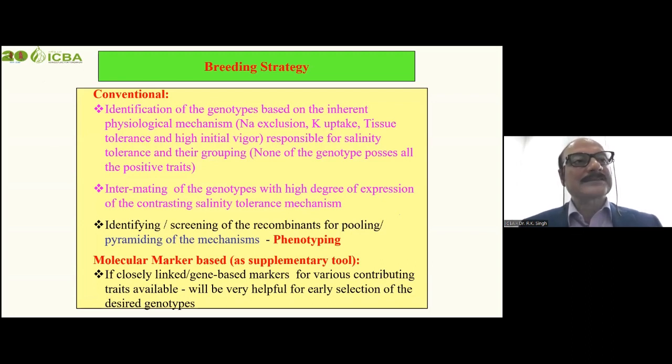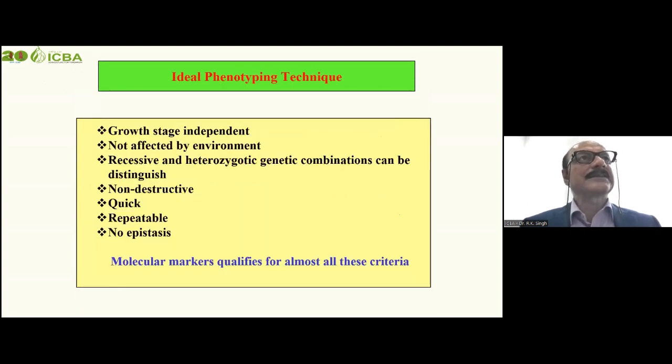In case we get marker-assisted selection or gene-based markers or closely linked markers, then it is better. The best thing is to have a growth-stage-independent marker, which is not affected by the environment, is recessive, where the heterozygote combination can be distinguished, non-destructive, quick, repeatable, and with no epistasis. Molecular markers fit this criteria, and SSR markers, simple sequence repeats, or even nowadays SNPs, can be utilized for the molecular dissection of the plant.